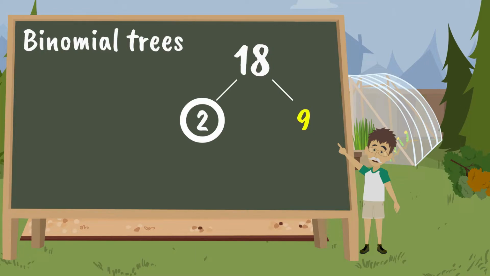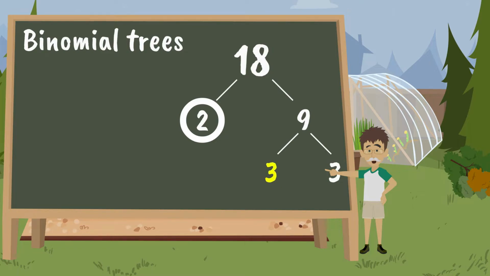Is 2 times a number equal to 9? No. Is 3 times a number equal to 9? Yes. 3 times 3 is 9. I write these two factors below the 9. Since I found factors of 9, I am done with it. I move to the next unused value in the tree, the 3.